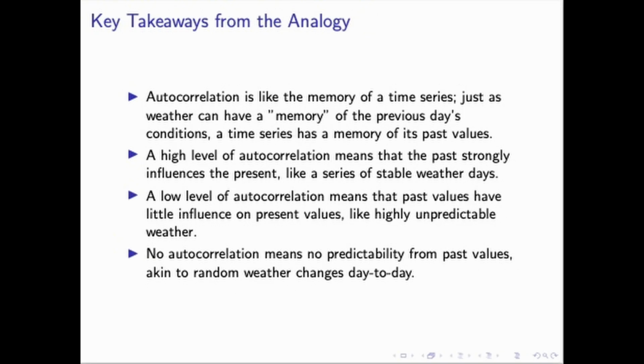So what's the key takeaway then? Autocorrelation can be considered the memory of a time series. High autocorrelation reflects a strong influence from past values, much like a string of similar weather days. Low autocorrelation indicates weaker influence, while no autocorrelation suggests no predictability from past data.